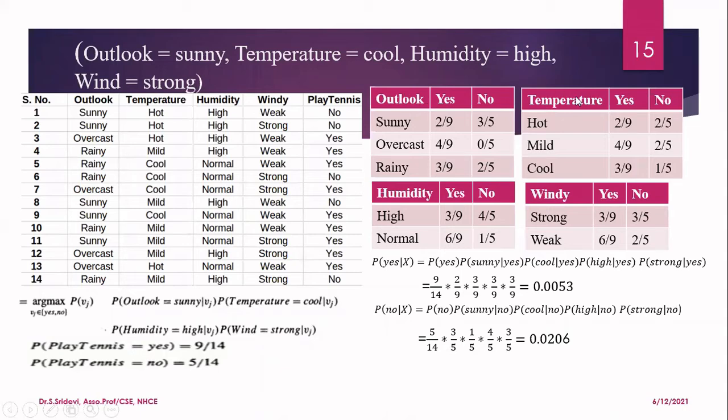Similarly, you do for the second attribute, temperature. Here we have 3 different values: hot, mild, and cool. Finally, I will summarize this table. When the temperature is hot, there is a probability of getting yes as 2 by 9 and probability of getting no as 2 by 5. When temperature is mild, you have the outcome as yes for 4 by 9 and no for 2 by 5. Similarly, when the temperature is cool, the outcome is yes for 3/9 and no for 1/5.